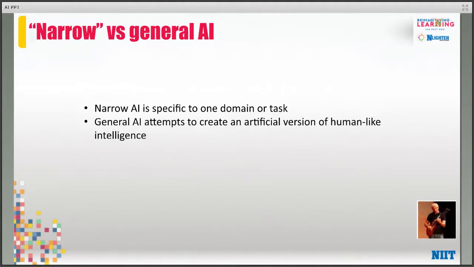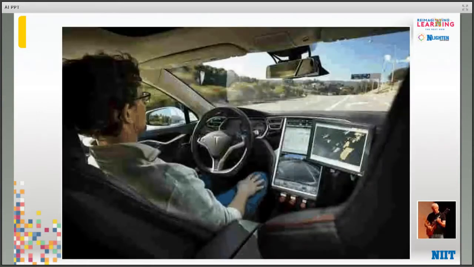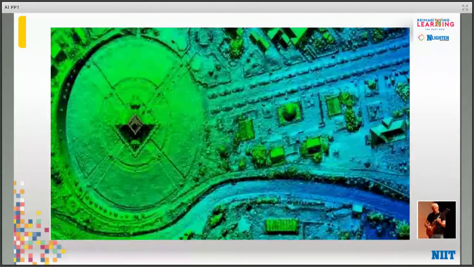A distinction you might have heard about is between what's called narrow and general AI. Narrow AI is AI that's specific to one domain or task. General AI is an attempt to create an intelligent machine that actually has a human-like kind of intelligence.